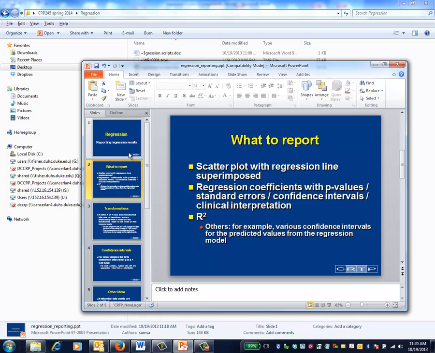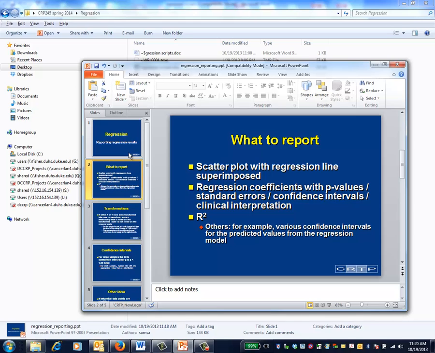Second, report the regression coefficients with p-values plus either standard errors or a confidence interval. The intercept coefficient is usually of less importance than the slope coefficient. For the slope, also report a clinical interpretation about whether its value is substantively large or small, and also about whether all the points within the confidence interval lead to a similar interpretation.